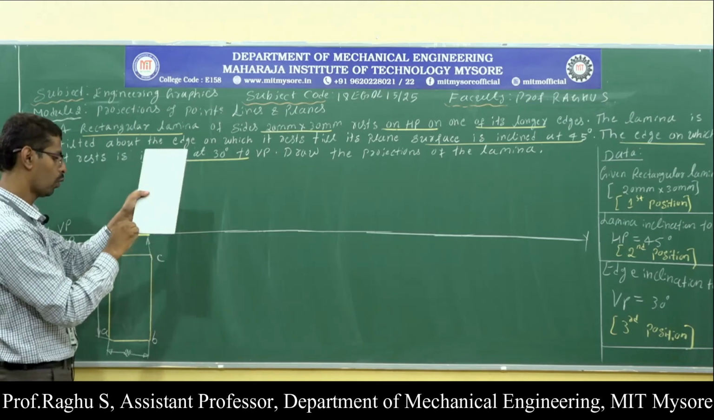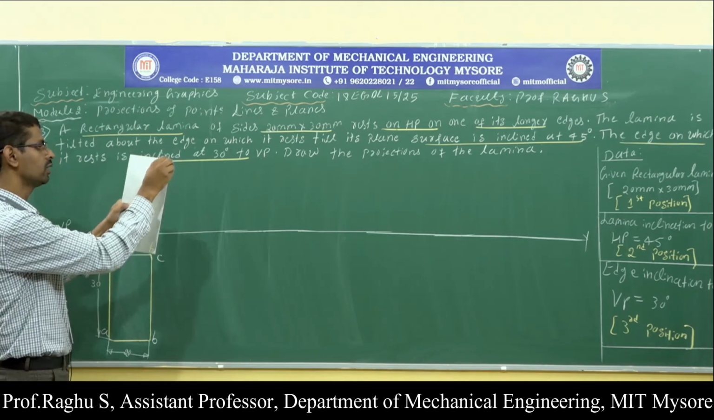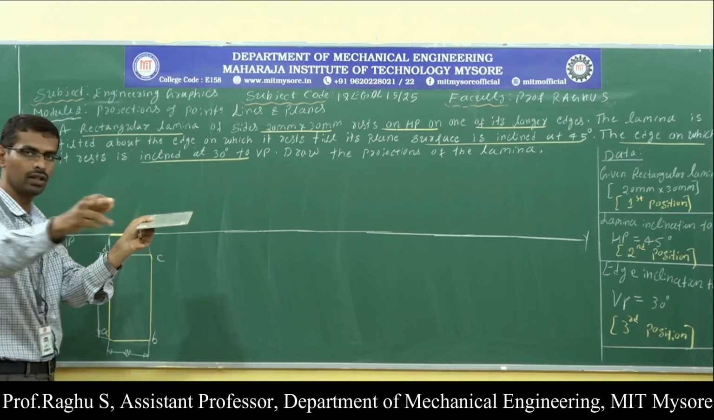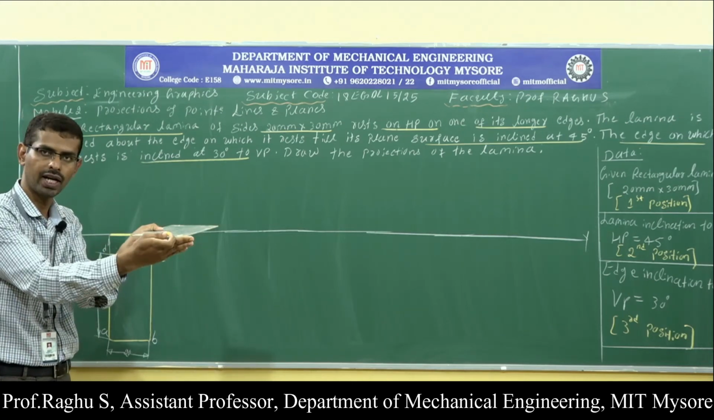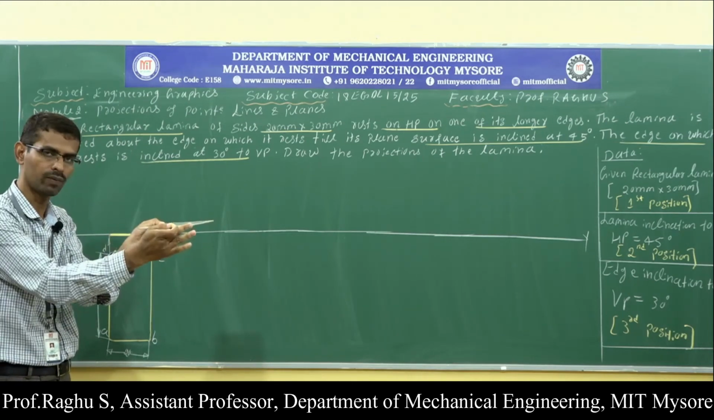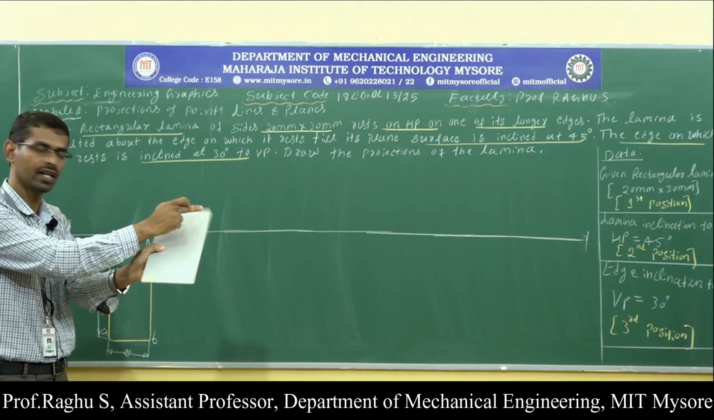Okay, here this is point A, this is point B, this is point C and point D. In the front view, corner A and corner B are visible. Point D and C are invisible.